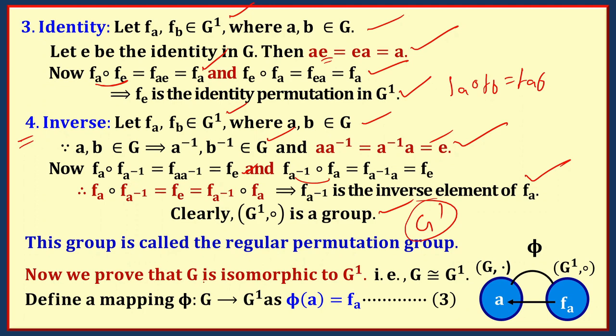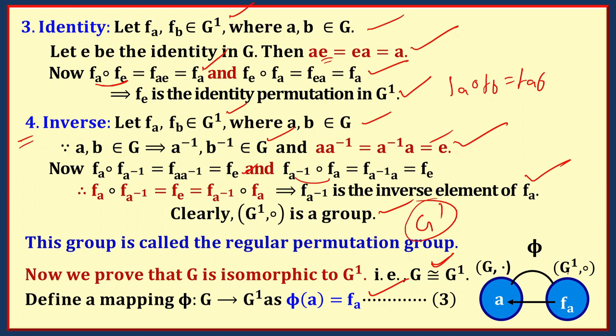Now we prove that G is isomorphic to G dash. G is a finite group, already given. G dash is a permutation group. We prove that G is isomorphic to G dash. First we define a mapping pi from G to G dash as pi of A is equal to Fa.